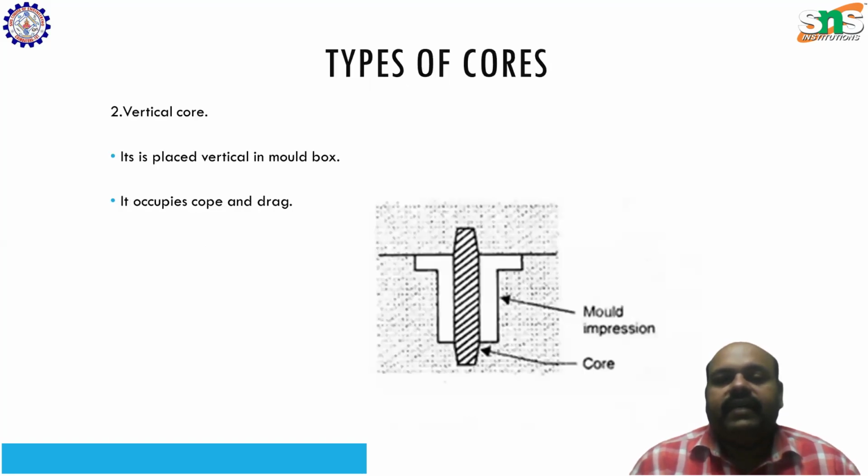The next one is vertical core. The position of the core is perpendicular to the surface of the cope or drag box. It is placed vertical in the mold box. It occupies both cope and drag, and there is no necessity that it should occupy only cope or only drag, as we have seen in the horizontal one, and it occupies both the parts since it is kept vertically.